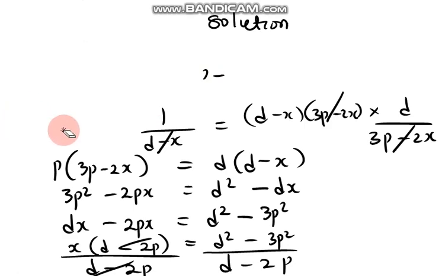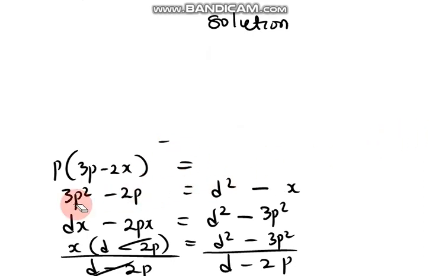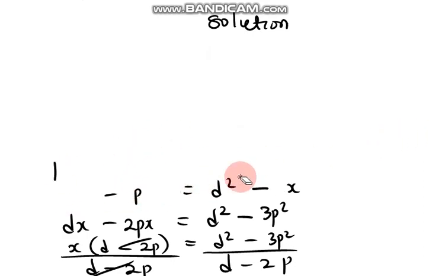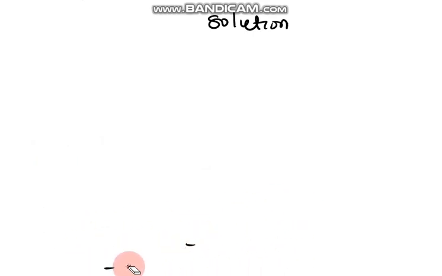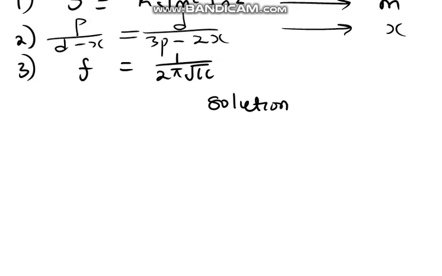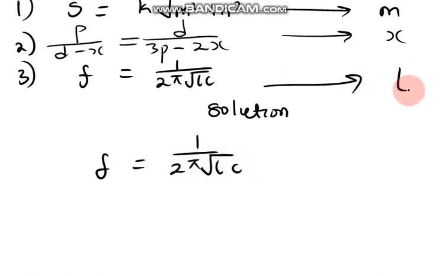The next and the last question for today. Don't forget that what you're trying to do in changing the subject of a formula is to make one variable stand alone, written in terms of the other variables. So let's look at the last question for today. We have that f is equal to 1 over 2 pi times the square root of LC. Now we are making L the subject here.